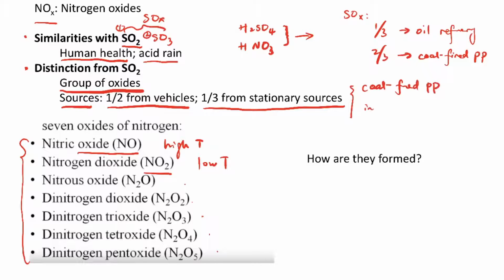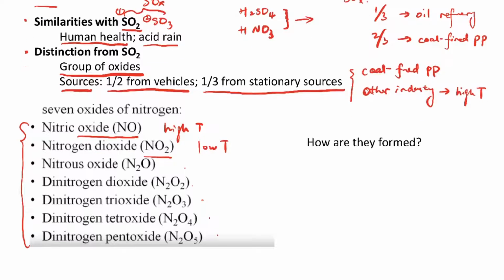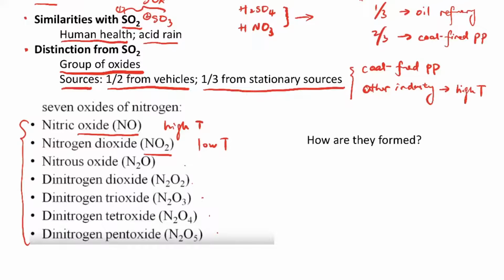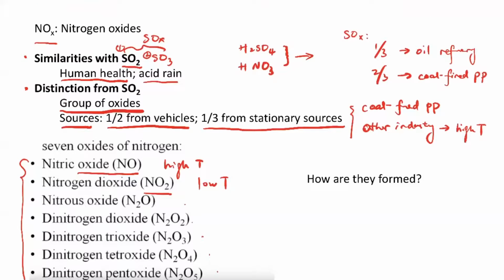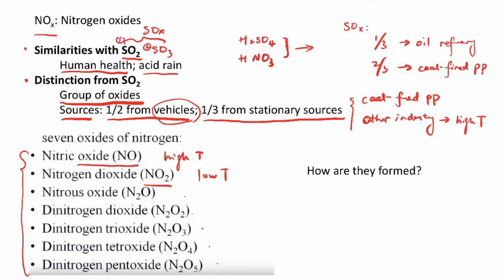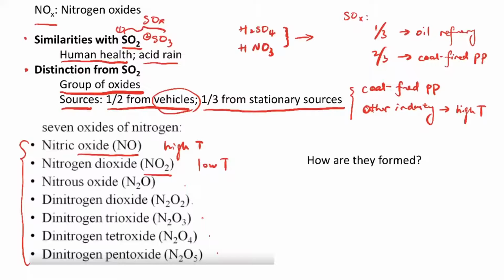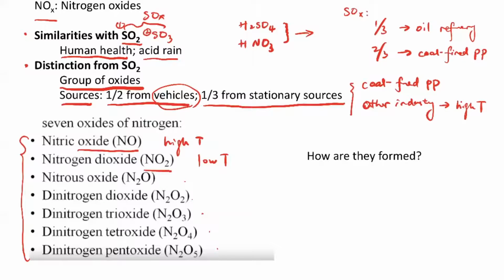And some other industry. These industries will generally involve high temperature processes. So you can see that in terms of sources, the emission of the NOx is a little bit different. We mentioned that for the SOx, or sulfur dioxide, sulfur trioxide, they're not coming from the vehicles because the oil refinery already deals with the problem, right? But for the NOx, it's going to be difficult to deal with them in this way. That's why a larger fraction of the sources are coming out of the vehicle.